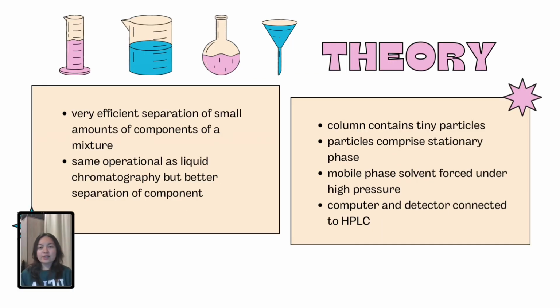HPLC is a technique used to separate, identify, and quantify components in a liquid sample. It works by passing the sample through a column packed with stationary phase particles. The components of the sample interact with the stationary and mobile phases differently, causing them to separate as they move through the column. This technique is highly efficient and widely used in fields like drug testing and environmental analysis.